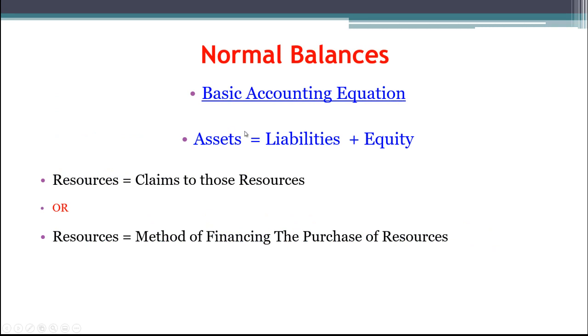So now we're going to learn how to determine the normal balance of accounts. And we're going to start with something we learned in Module 1, the basic accounting equation. We said that assets must equal liabilities plus equity. Assets, of course, are those resources that the company owns. And liabilities and equities both represent claims to those resources. Either creditors have the claims to the resources for the amount you borrowed from them, or owners, through equity, have a claim to those resources for essentially whatever's left.